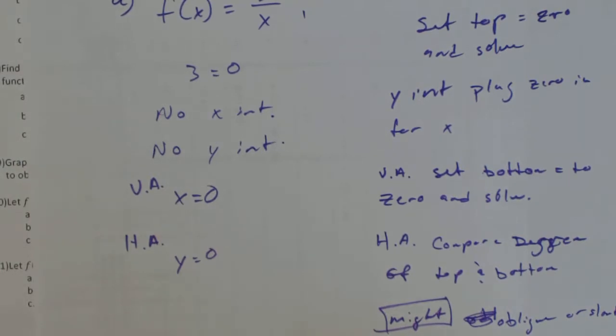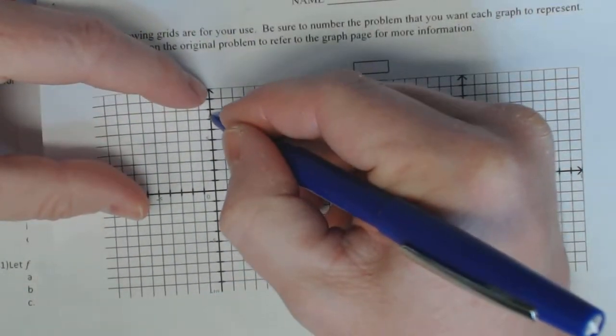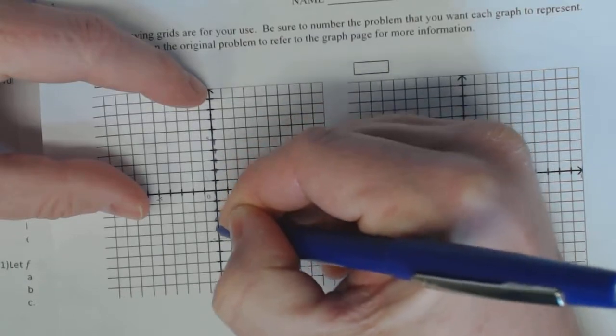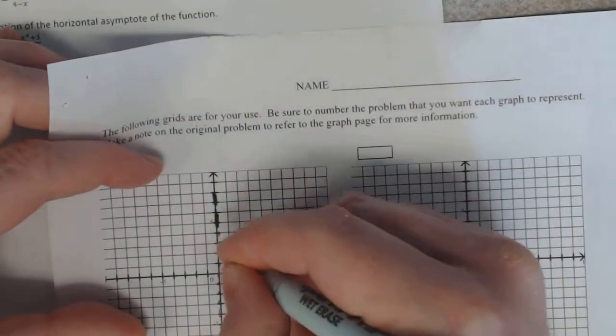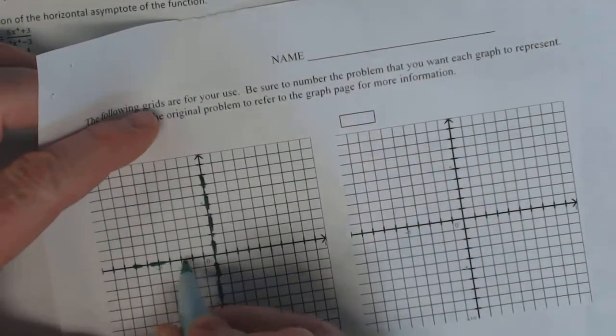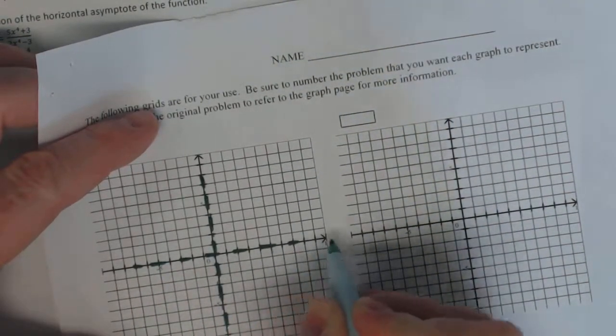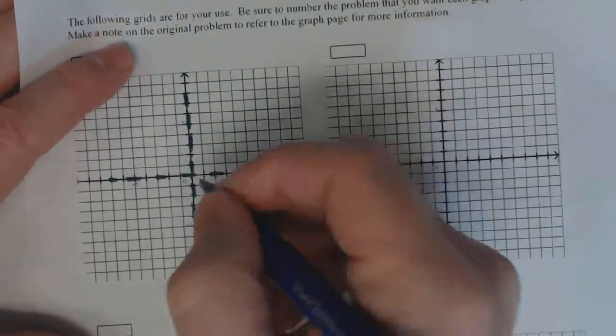So if I want to graph this, let me see if I've got a piece of grid paper here. I'm going to have a vertical asymptote at x equals 0. Get my big marker here. I got a horizontal asymptote at y equals 0. There's no x-intercept. There's no y-intercept. So let's plot some points here.